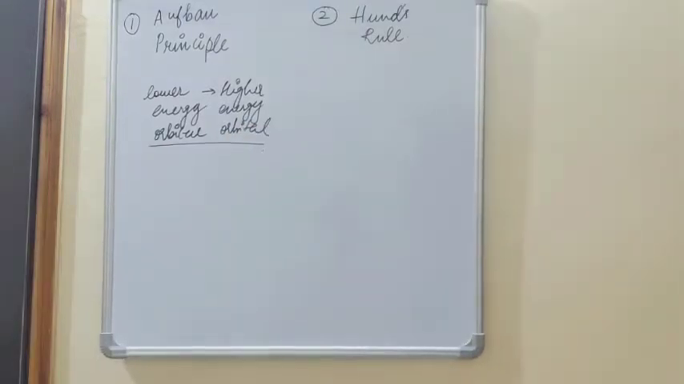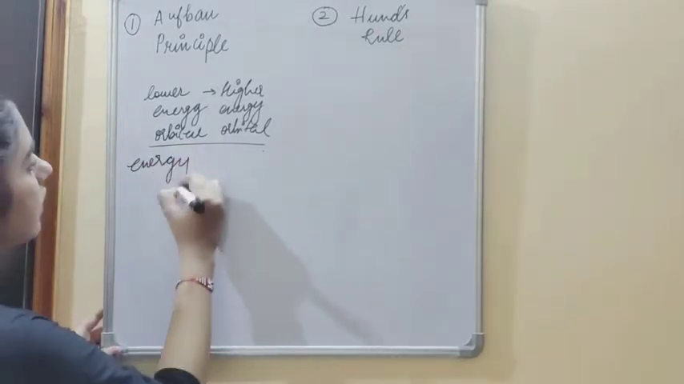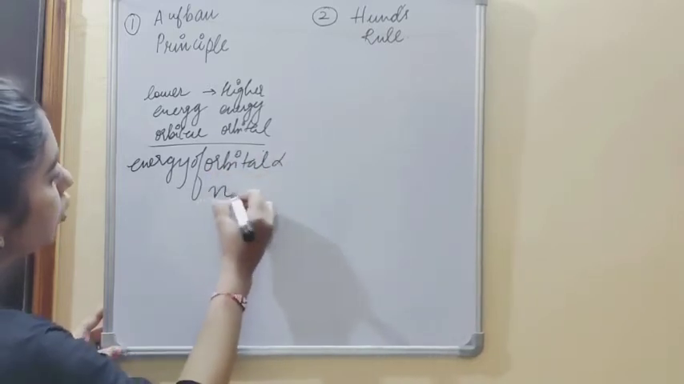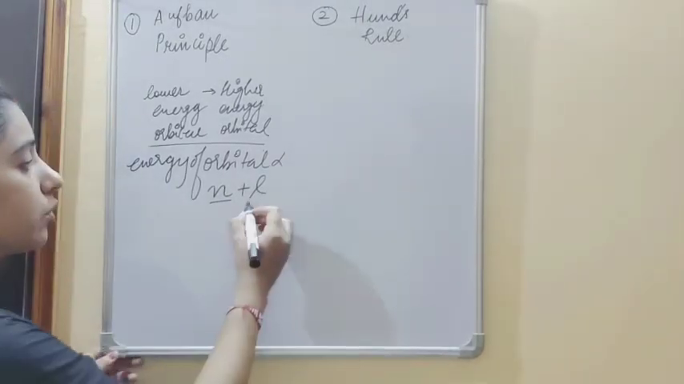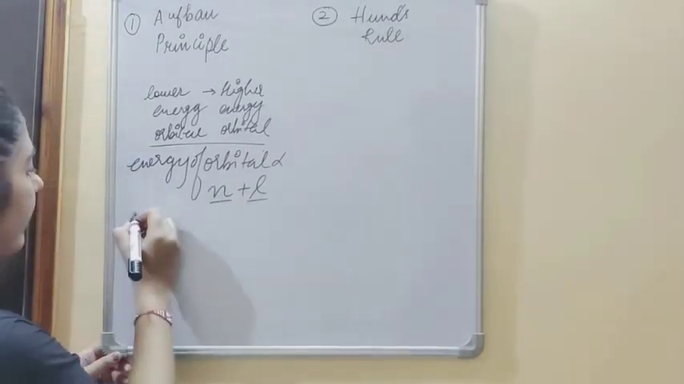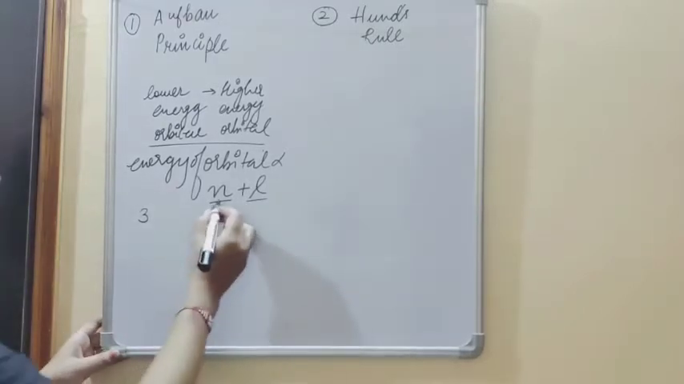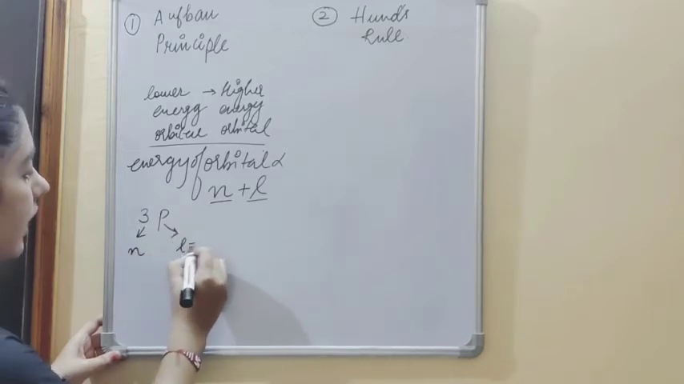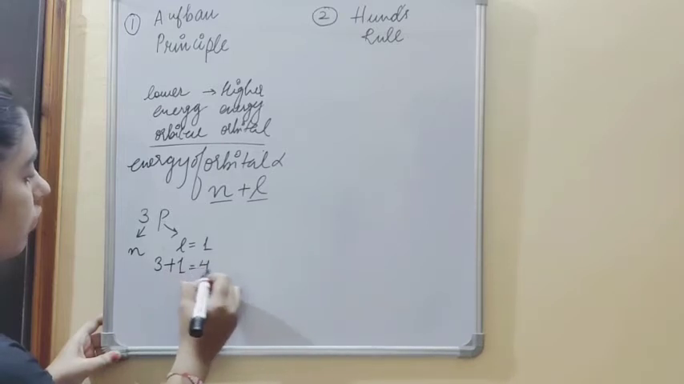Now, the energy of an orbital is directly proportional to the n plus L value. Here n is the principal quantum number and L is the azimuthal quantum number. Let's take an example like 3p. In 3p, 3 is the n value and for p, L equals 1. So 3 plus 1 equals 4.